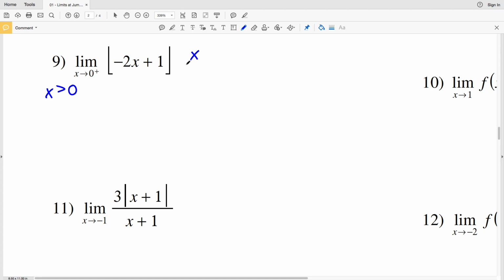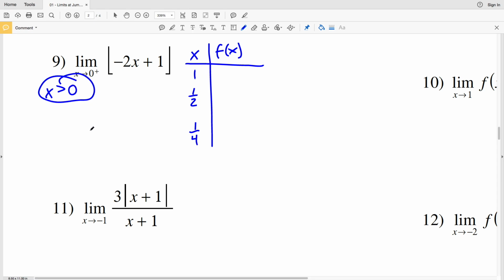So again, I'm going to make a t-table, x and f of x values. Coming from the right, I'll go from 1 to 1/2, and I'll go ahead and use 1/4 again as well. So you can see my x values are decreasing, so I'm approaching 0, but I'm coming from the right, so coming from that positive direction.